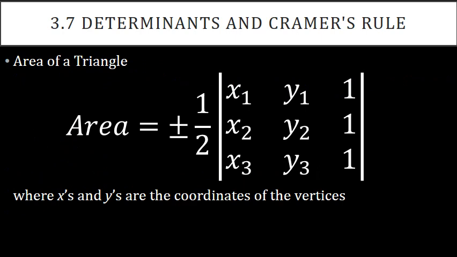The area of a triangle can be found with this determinant. The x's and the y's are the coordinates of the vertices of the triangle, and the plus and minus is there just to make it positive. So from the determinant you could get a negative number, so then you'd use the minus to make it positive. Or if the determinant gave you a positive number, you'd use the plus to keep it positive. The area needs to be positive. They don't use absolute value because the determinant sign looks like an absolute value.